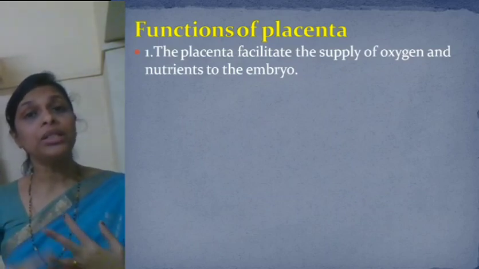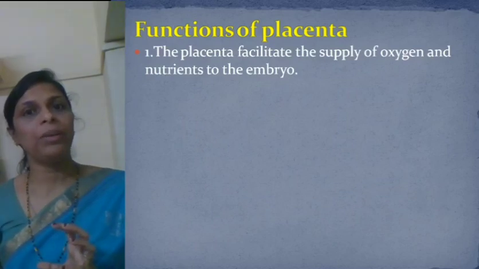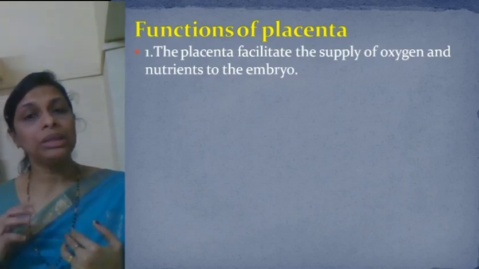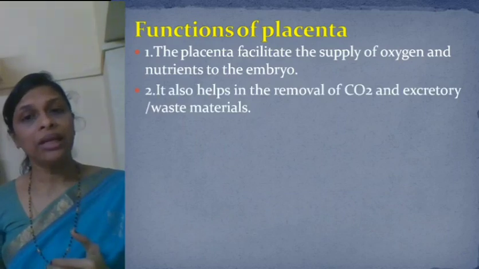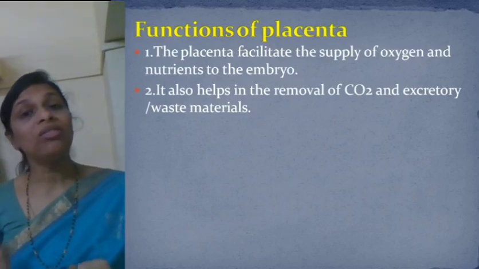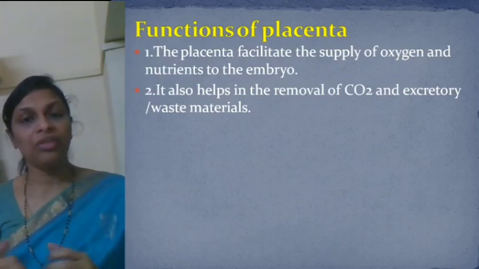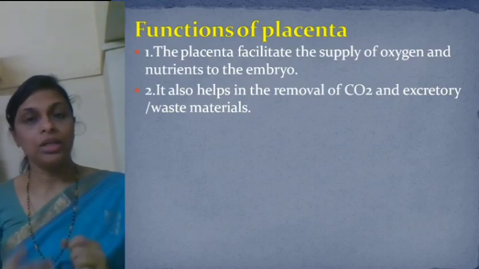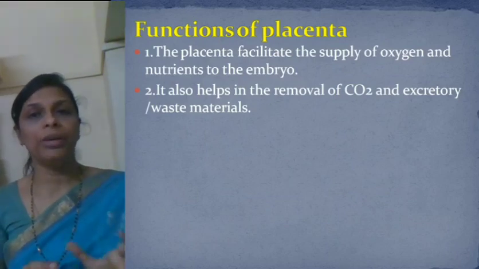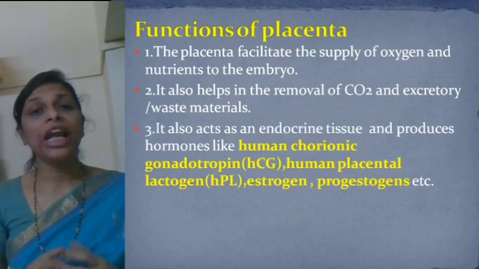Now, it also supplies nutrients to the embryo. Whatever nutrients are required for the developing embryo are also supplied by the placenta. So one function is that the placenta facilitates the supply of oxygen as well as nutrients. Second, it helps in the removal of carbon dioxide, as well as the excretory and waste materials, meaning metabolic waste produced within the fetus. Excretory waste produced within the fetus will be removed by the placenta. Now, the third important function is that it acts as an endocrine tissue.